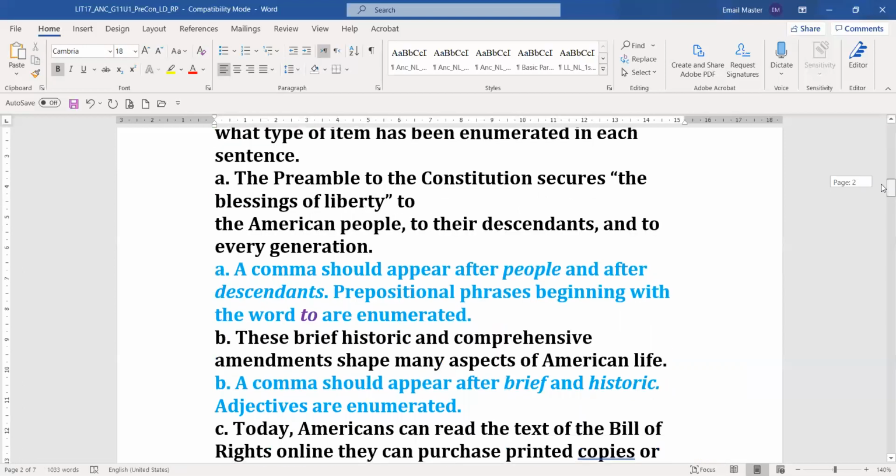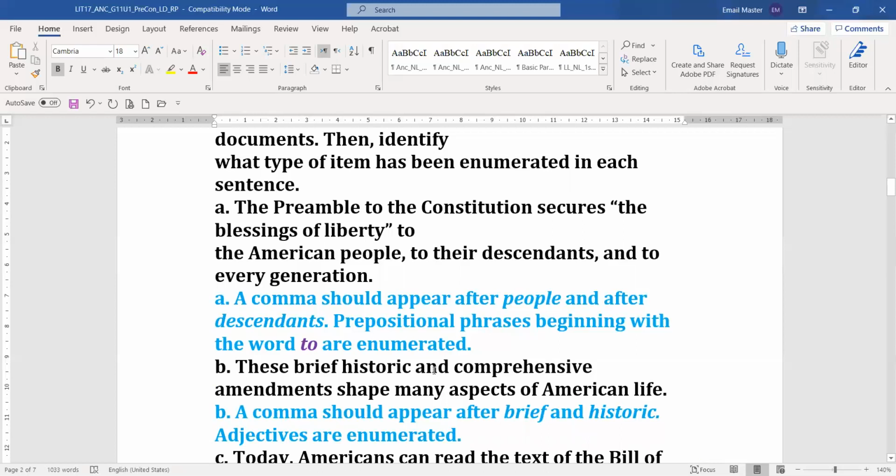Another sentence: these brief, historic, and comprehensive amendments shape many aspects of American life. A comma should appear after brief: these brief, comma, historic, comma, and comprehensive amendments. They are all adjectives: brief, historic, and comprehensive. When we don't put the commas, and you read the sentence out loud, sometimes it doesn't even make sense because you cannot express it clearly. But when we put a comma, we pause, and then the listeners in front of us understand more clearly what we want to say.